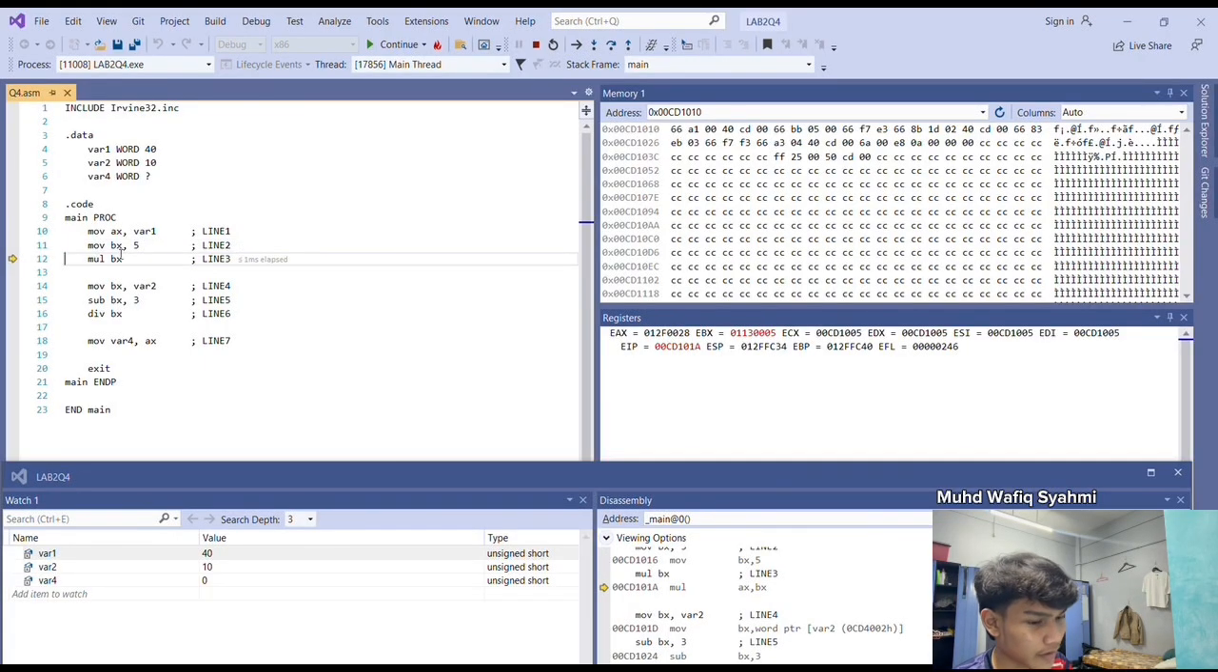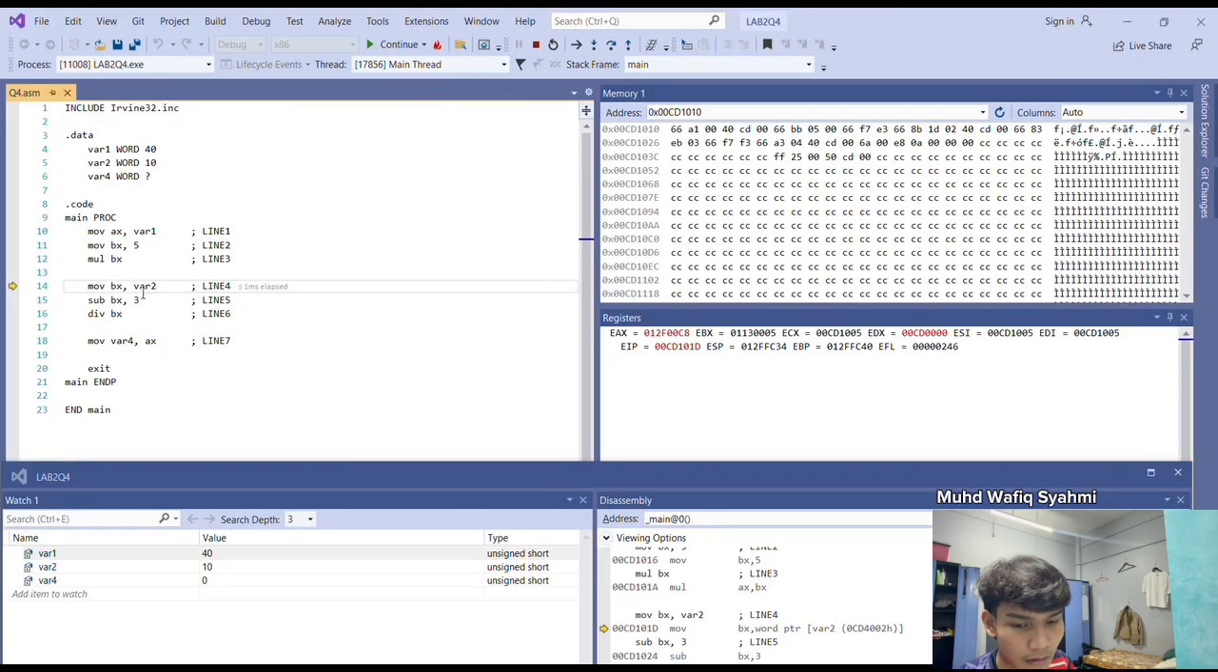Okay, next we execute line 3. Line 3 shows mul BX, that is AX multiplied by BX. AX is 40 and BX is 5, so the result is 200 after multiplication. Then the multiplication result is stored in the DX:AX register pair.